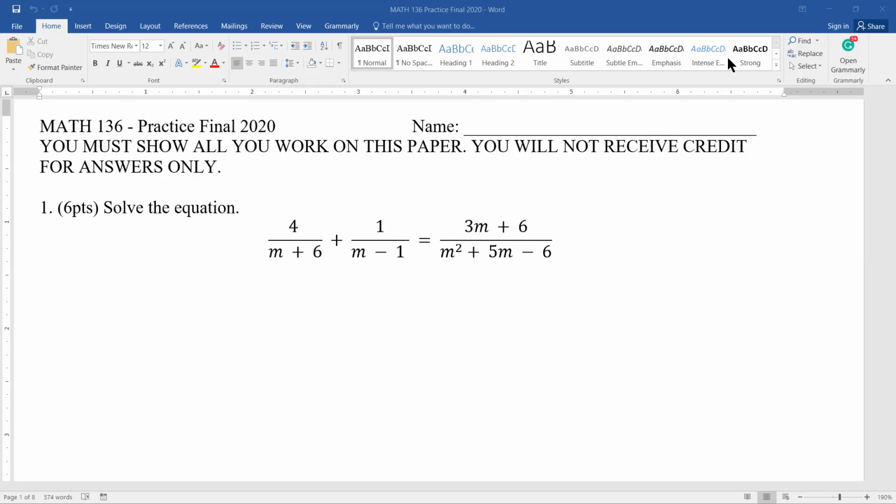With that being said, I now look for my least common denominator. Comparing all my denominators, I have to include anything that's in at least one denominator. So I have to have m plus 6 and m minus 1. So now we're going to go through and multiply every single term by m plus 6 times m minus 1.